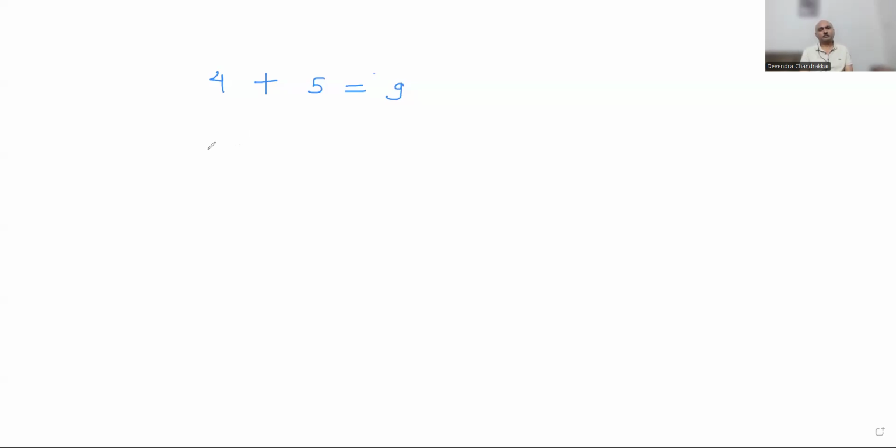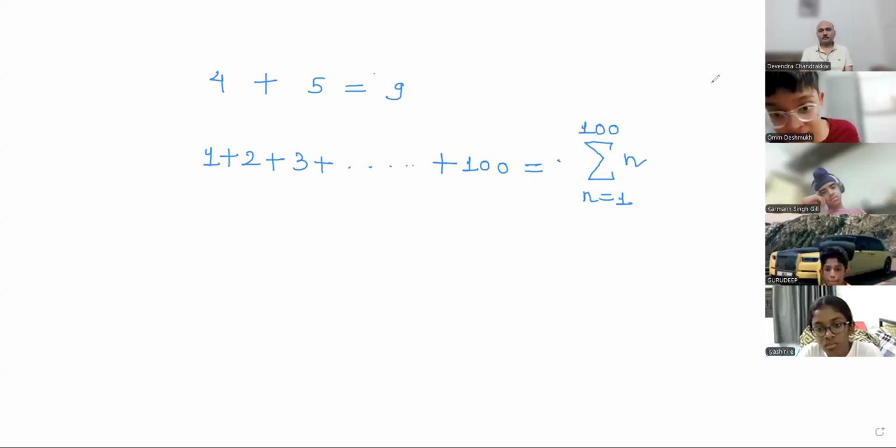If I ask you to add 100 numbers, 1 to 100, how will you write it? This is still 100, isn't it? Or, if you have not seen this symbol, it is called summation or sigma. Let's write sigma of n where n starts from 1 and ends at 100. I hope all of you understood this. Yes or no? How do I expand this?